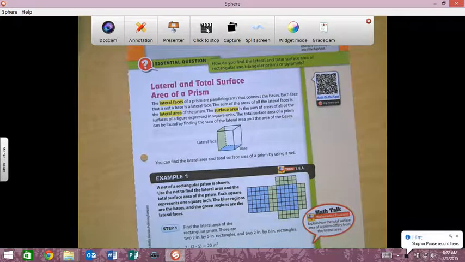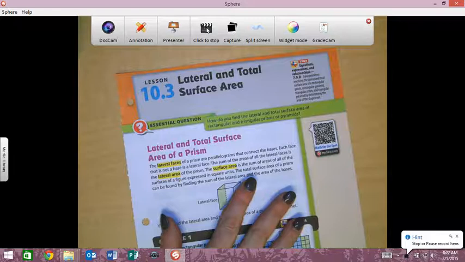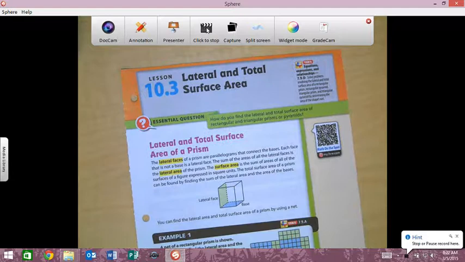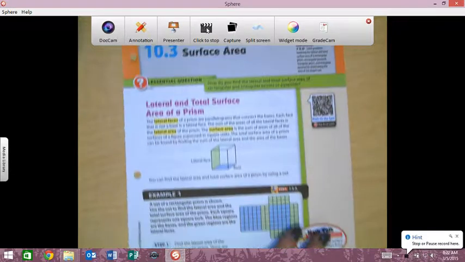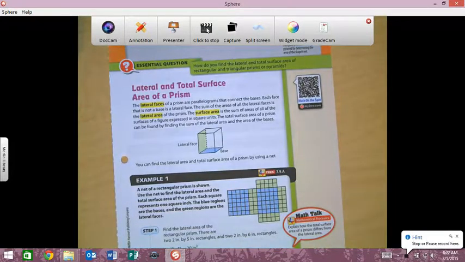Okay, this one you've got lateral and total surface area. So this is what we've been working on. This is what we're going to have our second checkpoint on. Our first checkpoint was nets. This is a very good place to start. Our textbook sections are always good to start with. So we have lateral and total surface area of prisms.